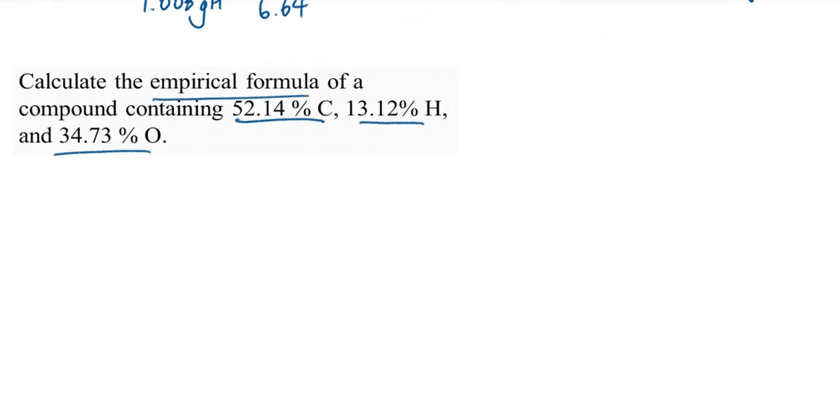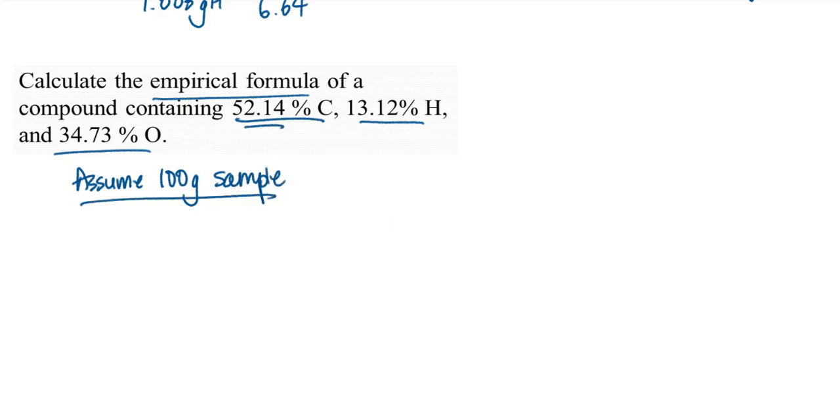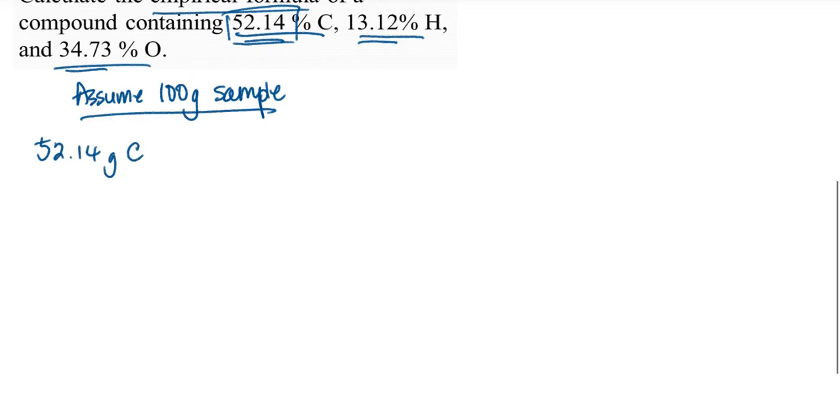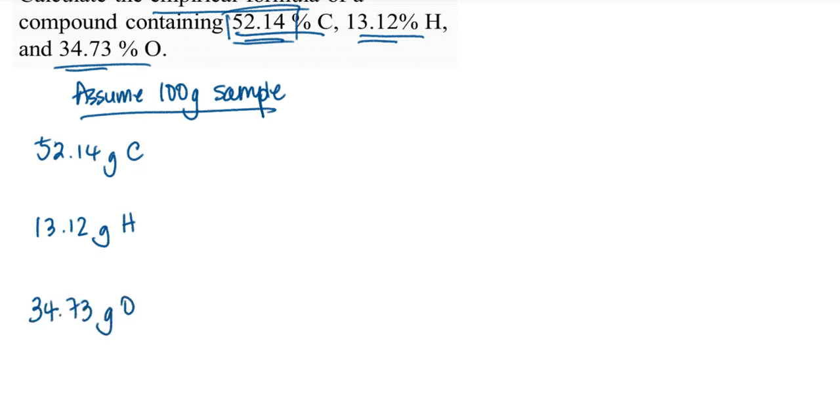And so for these types of problems, the very first thing we'll do is we'll assume that we have 100 grams of sample. And what that does is it allows us to take these numbers and directly convert them to grams without having to do any math, because essentially having 52.14% of 100 would mean that I have 52.14 grams of carbon. And I'm going to have 13.12 grams of hydrogen. And I'm going to have 34.73 grams of oxygen.